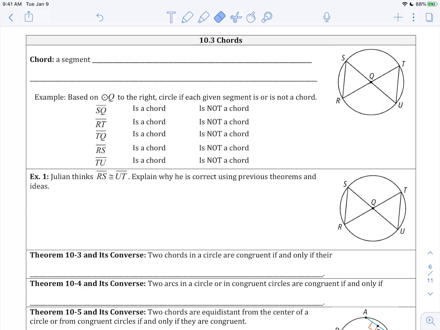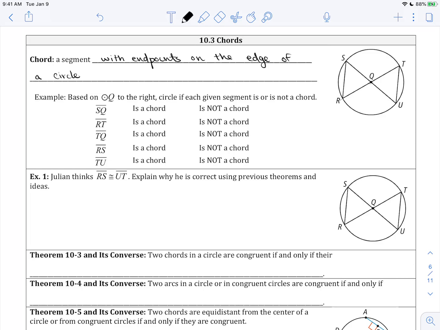So chords. A chord is a segment with endpoints on the edge of a circle. Okay, so let's look at that. Let's look at this circle over here and determine which of these fit that definition.